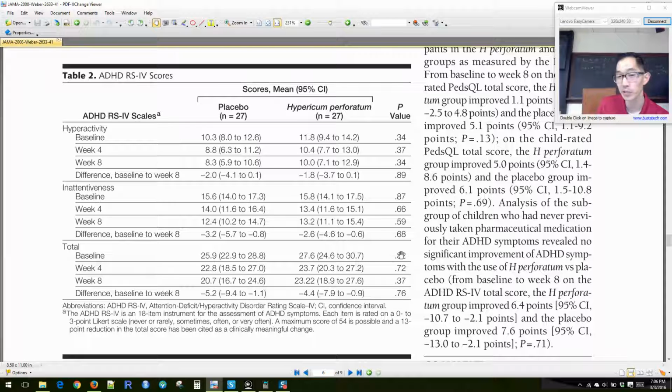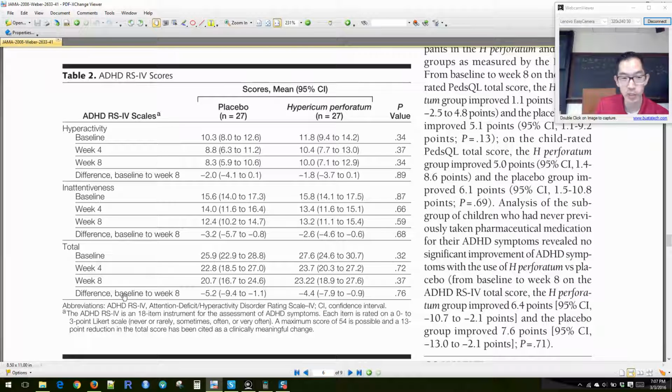This p-value of 0.32 represents, is there a significant difference between 25.9 and 27.6, okay? The difference between 25.9 and 27.6 is like 1.7 points. Is that significantly different from 0? And the answer is no, okay? Our p-value says you would get such a difference with probability 0.32, okay?